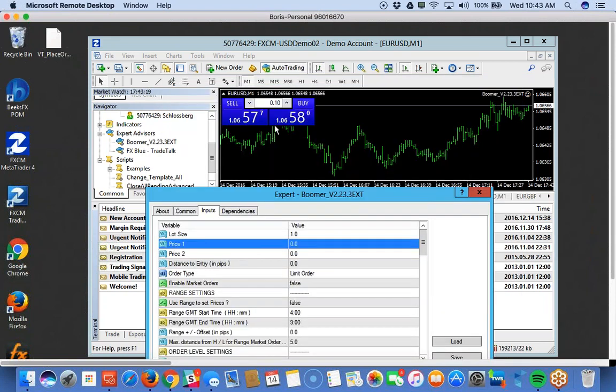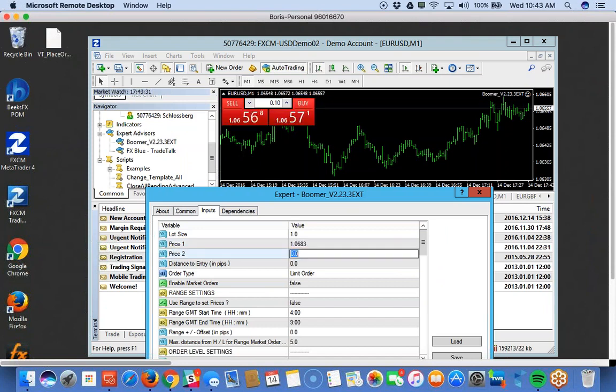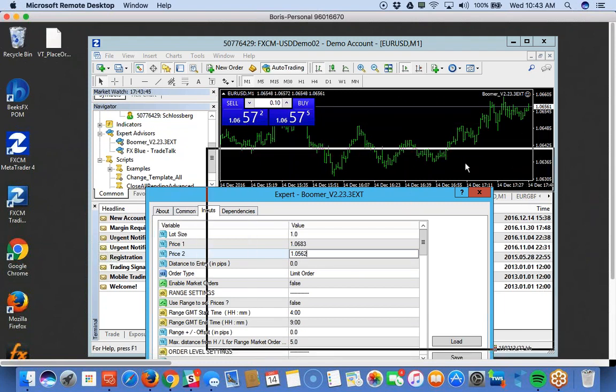So the quote on Eurodollar right now is 106.58, right? According to our strategy, if the price goes to 106.83, we want to sell, and if the price drops all the way down to below the 106 level to 105.62, we want to buy, right? Okay. So we're setting these two levels.